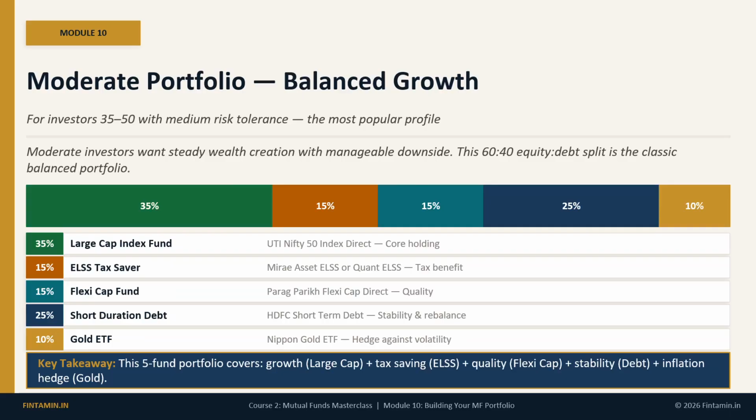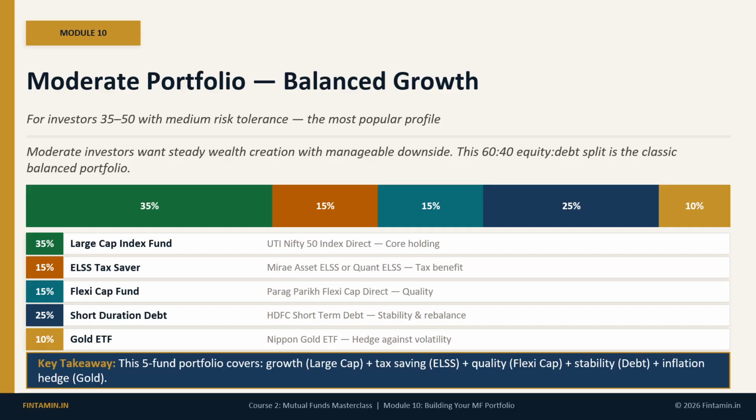Moderate portfolio. For moderate investors, typically aged 35 to 50 with balanced risk tolerance, here is a model portfolio. 35% in Nifty 50 index fund, your core low cost stable anchor. 15% in ELSS tax saver, tax benefit plus equity growth. 15% in a flexi cap or quality fund, active. 25% in short duration debt, stability and rebalancing source. 10% in gold ETF, crisis hedge.